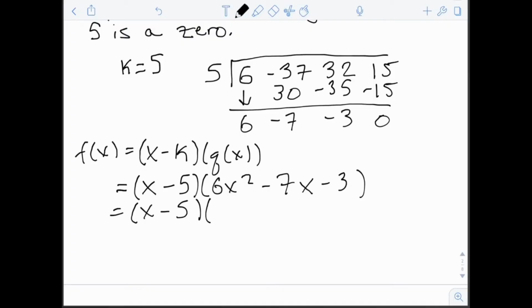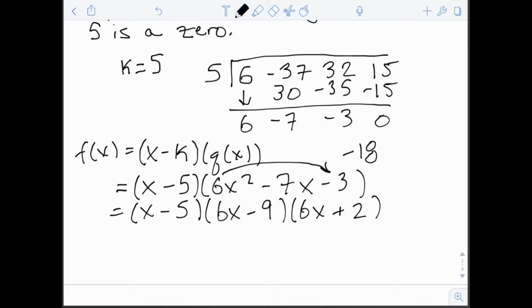I'm going to use the trash factoring method. So the 6 times the negative 3 gets me a negative 18. So in other words, we want 2 numbers that multiply to negative 18, and added or subtracted gets us the negative 7. So for this example, a negative 9 and a positive 2 should satisfy that factoring.